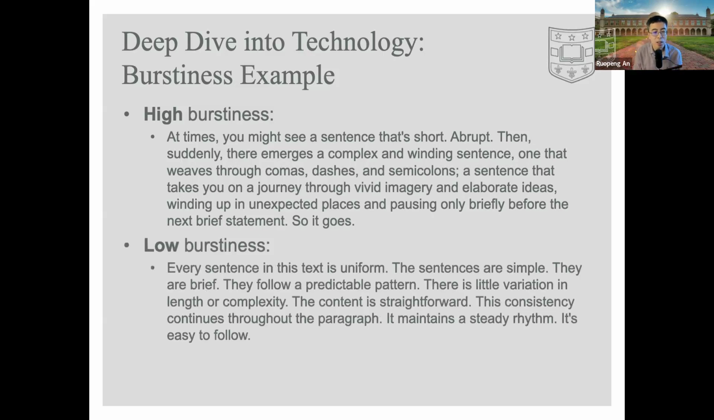On the other hand, a paragraph with low burstiness looks like this. Every sentence in this text is uniform. The sentences are simple. They are brief. They follow a predictable pattern. There's little variation in length or complexity. The content is straightforward. This consistency continues throughout the paragraph. It maintains a steady rhythm. It's easy to follow. Right? As you can see here, the sentences are very plain with uniform length and are highly predictable.